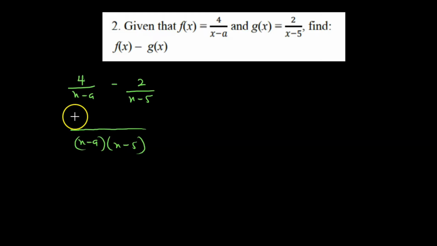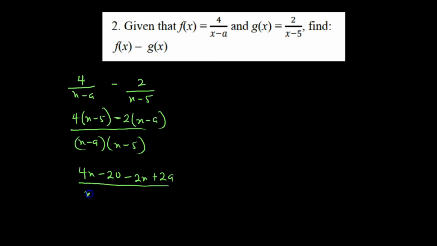Multiplying the numerator, we have it as 4 into bracket x minus 5. Then minus, x minus 5 will go into the LCM x minus a times. So it will be 2 multiplying x minus a. Then we simplify the numerator, expand and simplify. We have 4x minus 20 minus 2x, then plus 2a, all divided by x minus a multiplying x minus 5. Then the question is, is there a way of simplifying any of the numerators? And yes, there is.